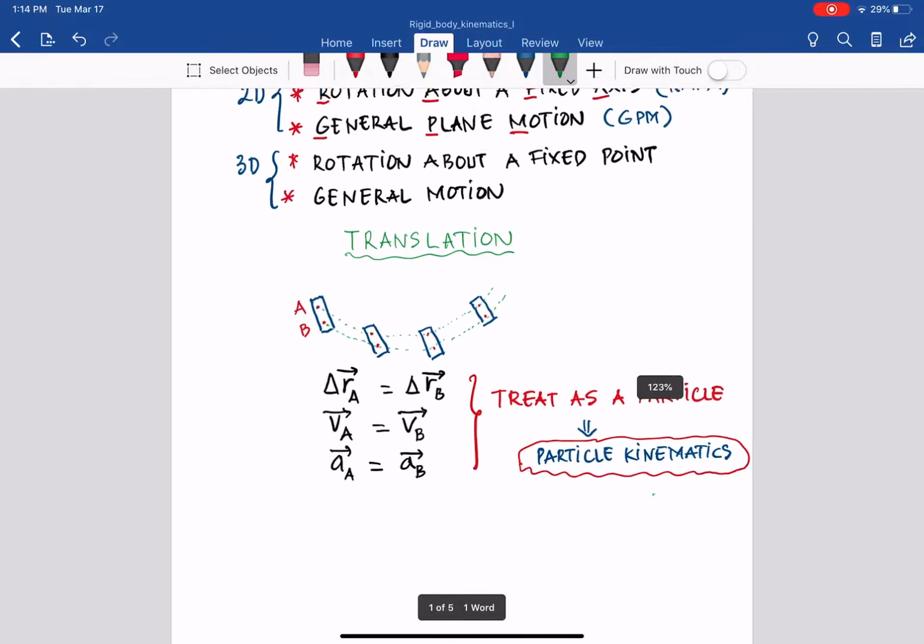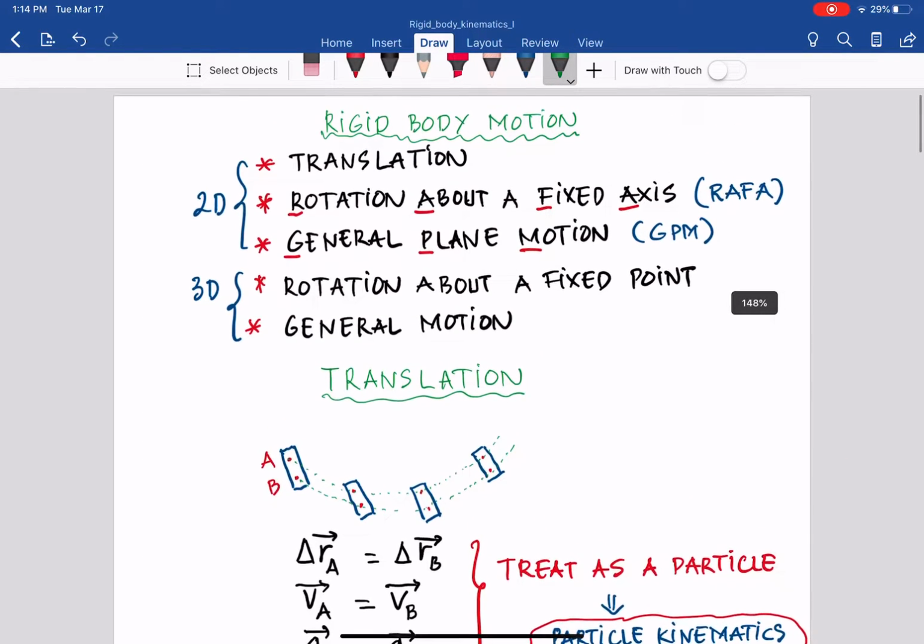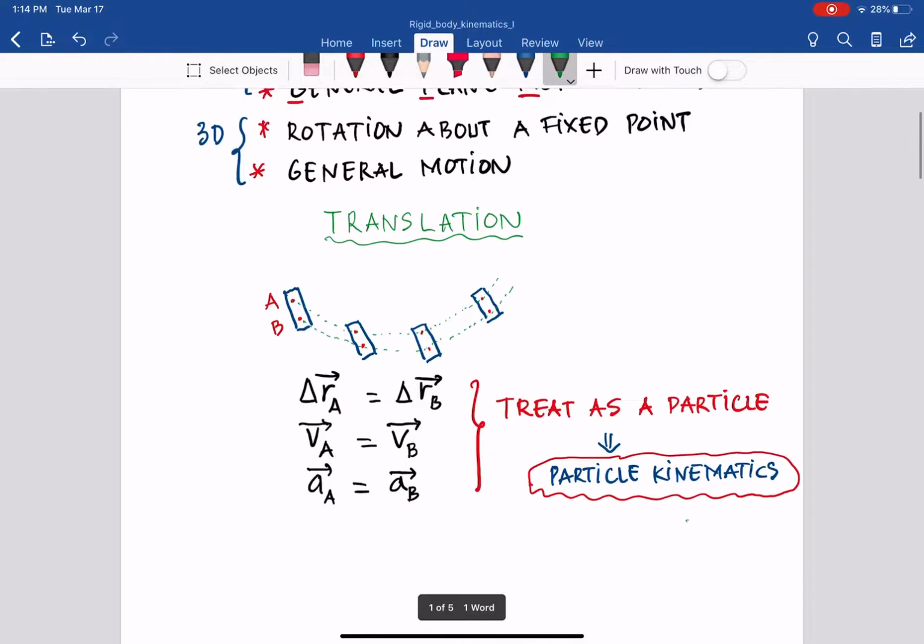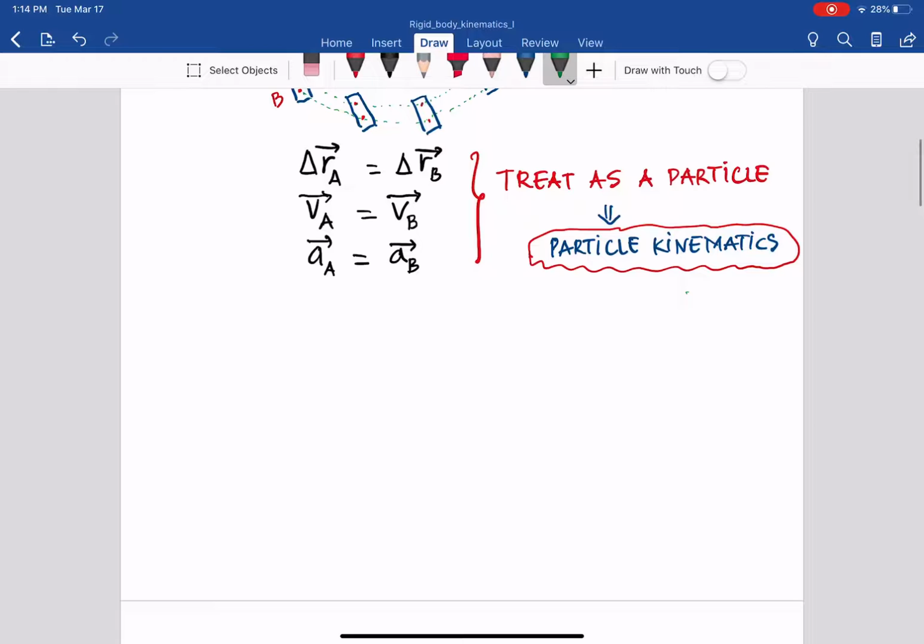So let's continue to the second type of motion in 2D for a rigid body. That's Rafa. So let's focus on that for now, and that is the major focus for the remainder of today's class: Rafa motion. So let's talk about rotation about a fixed axis. And again, that is Rafa.